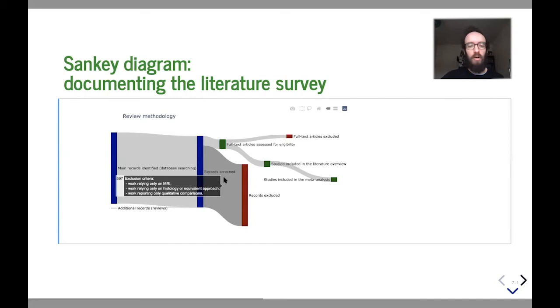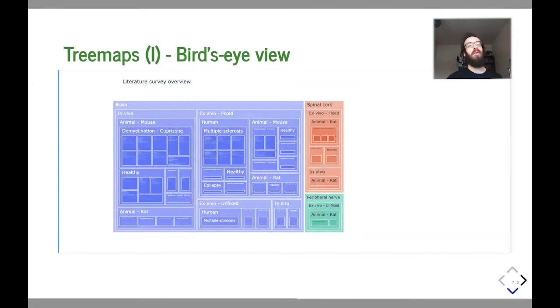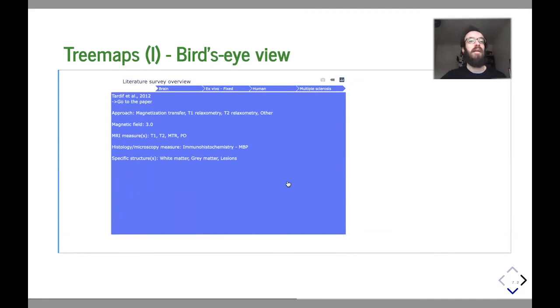After we defined which were the suitable studies, we used tree maps to summarize these papers, and this is a good complement for a table, for example, because it provides the same information but in an organized way. For example, here it is by structure, then by tissue condition, then by species, and you can interact with this object and see all the information for each paper, and you even have the link to the paper.